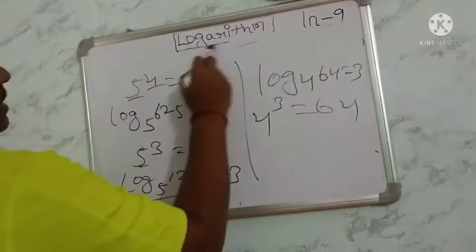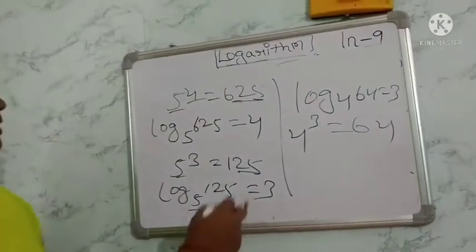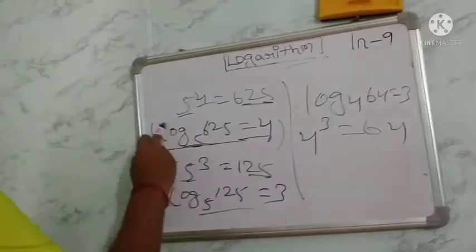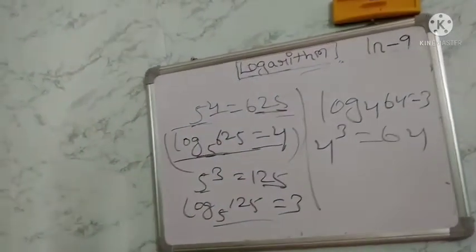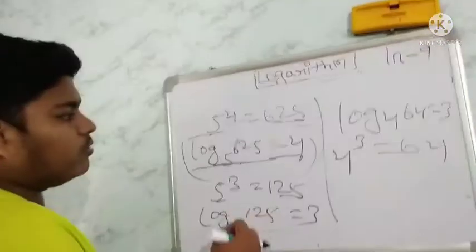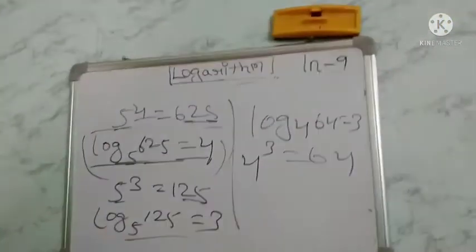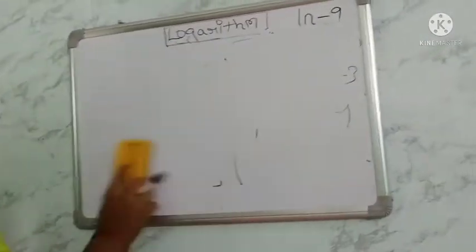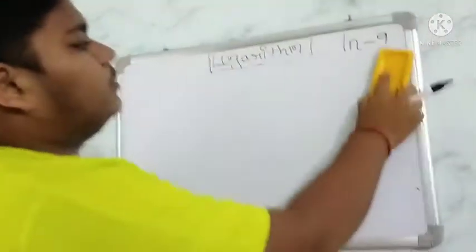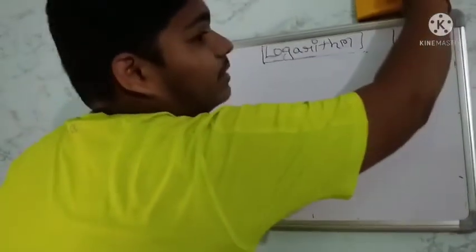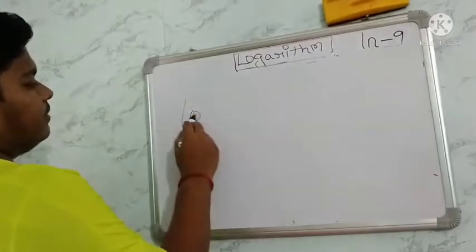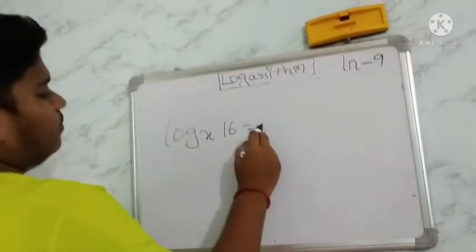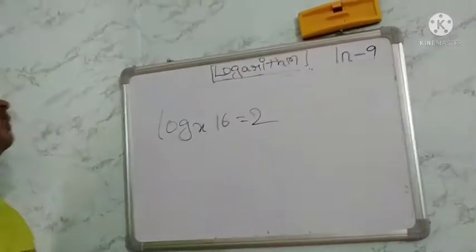So we have seen the basic concepts of logarithm. This is the way of writing exponential form into logarithm form. We will try to solve more problems on logarithm in the next class. The last problem of today, we will do one sum and learn how to find the value of x. For example, it is given as log x 16 is equal to 2.